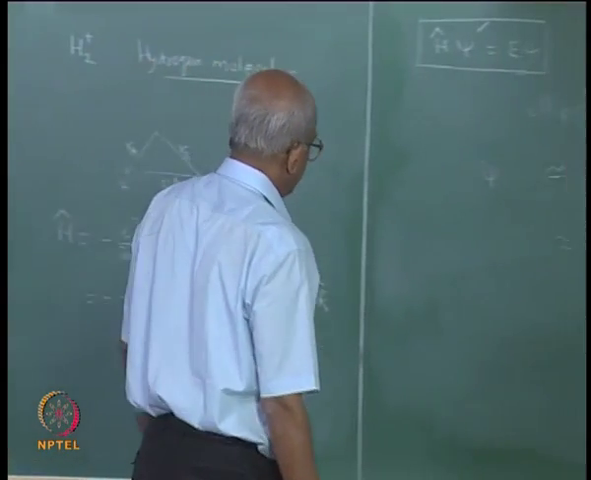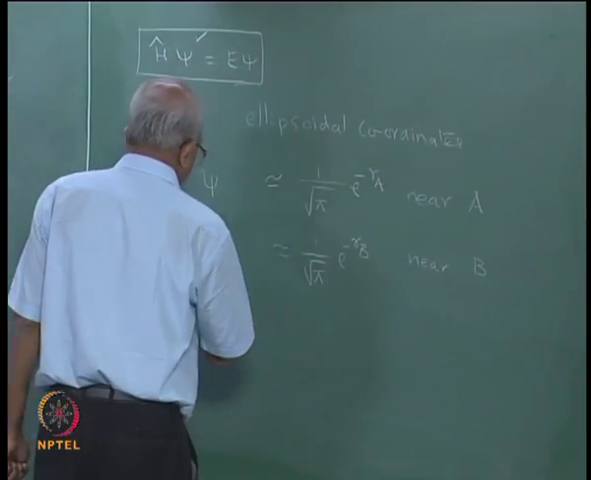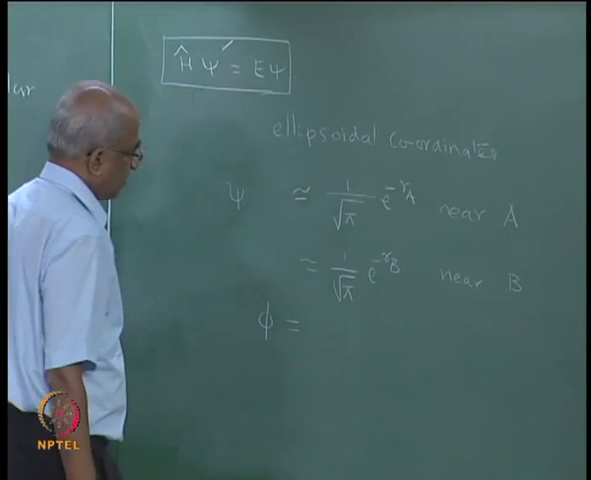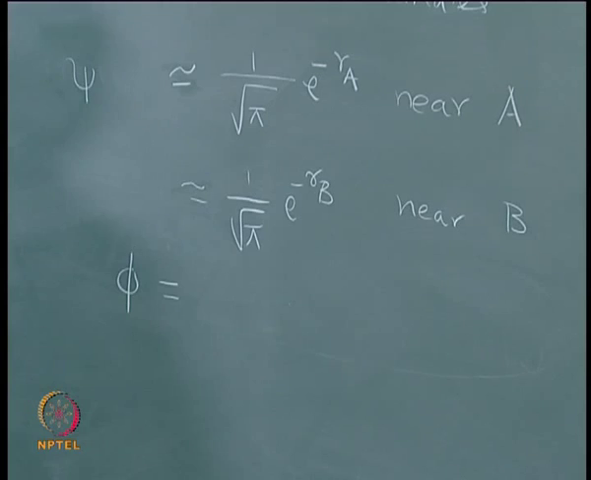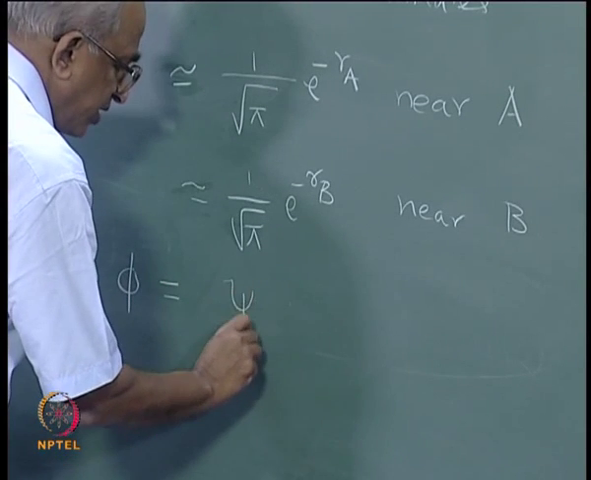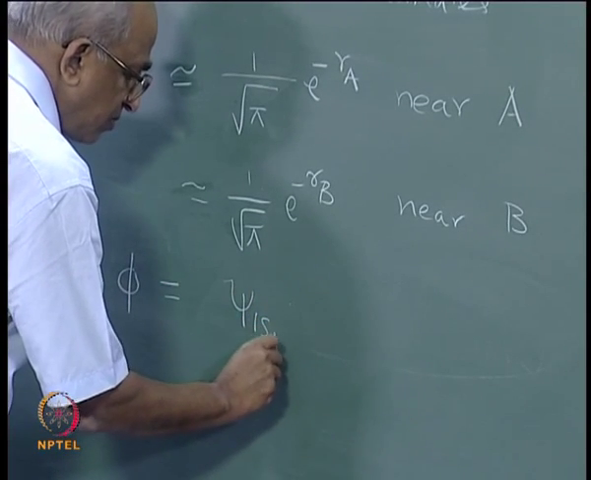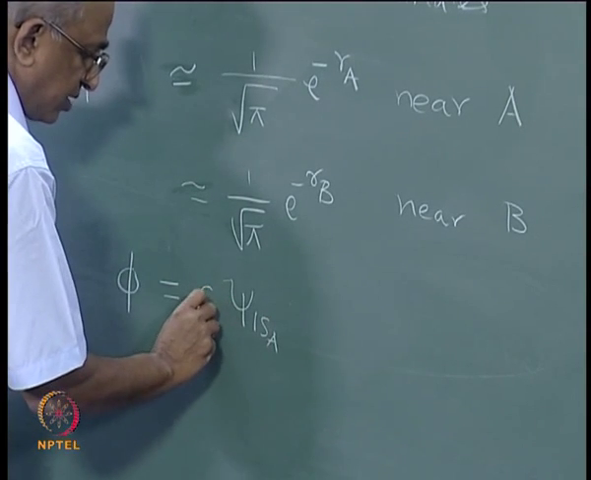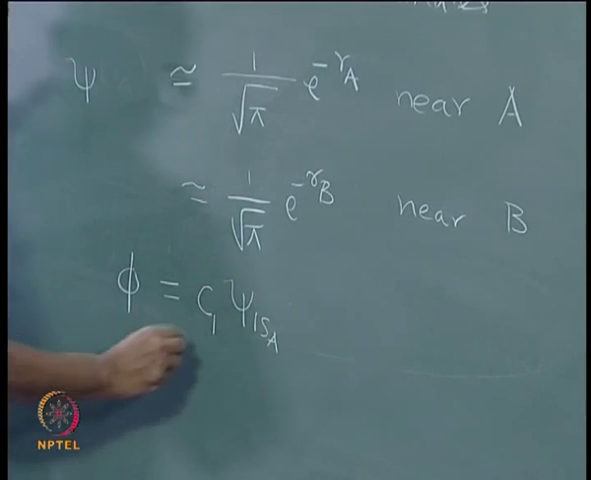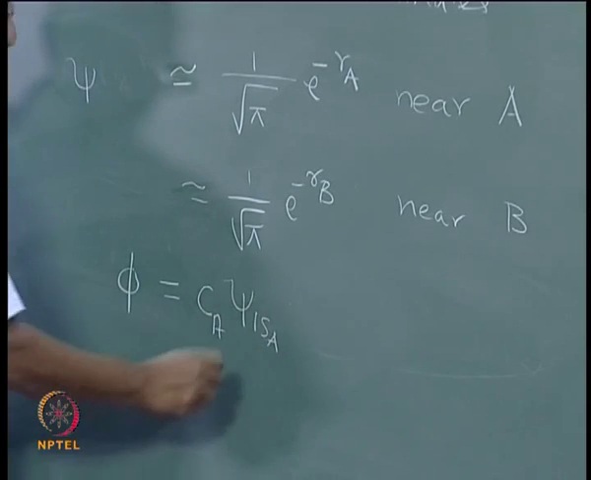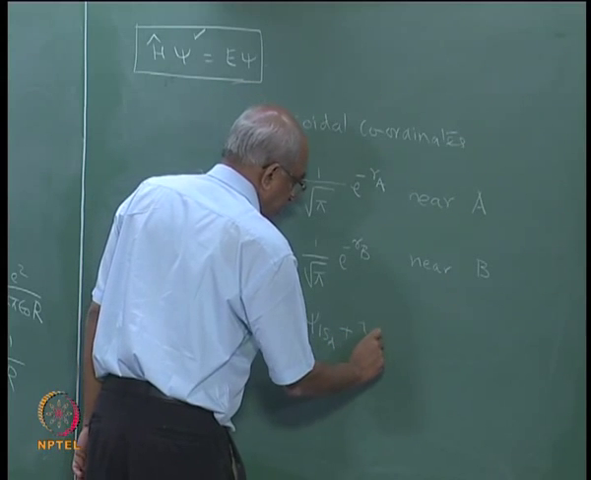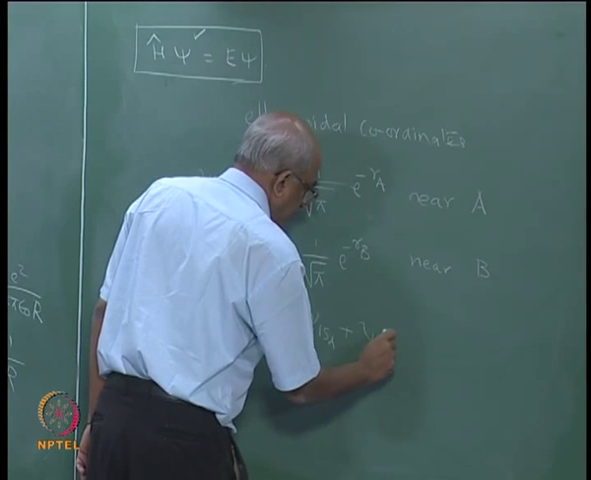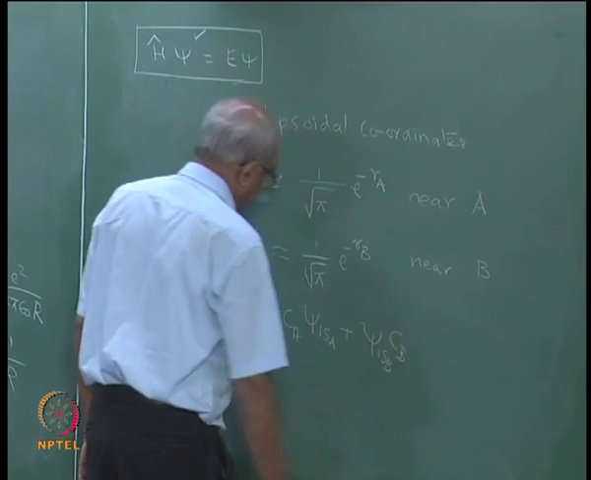So, what I will do is I will have a trial function which I am going to call phi, and that is going to be written as psi 1s A, well, some constant, maybe I should call it Ca, plus psi 1s B into Cb. This is my trial wave function.